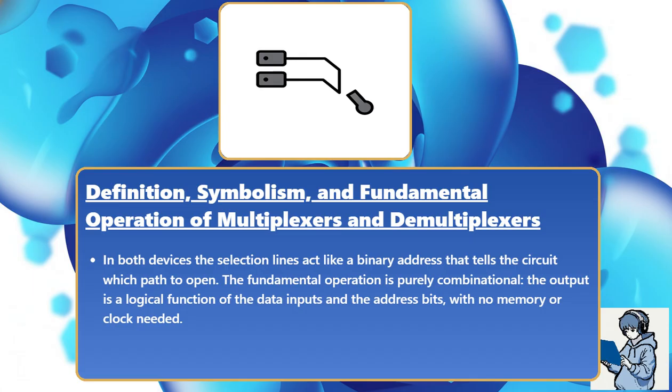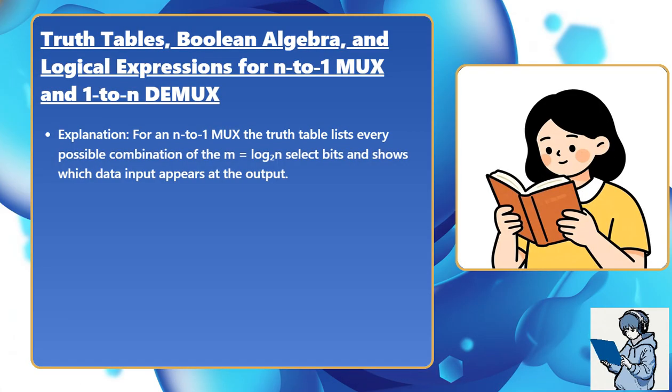The fundamental operation is purely combinational. The output is a logical function of the data inputs and the address bits, with no memory or clock needed. Explanation. For an n-to-1 multiplexer, the truth table lists every possible combination of the m equals log base 2 of n select bits and shows which data input appears at the output. Example for a 4-to-1 multiplexer, n equals 4, m equals 2.